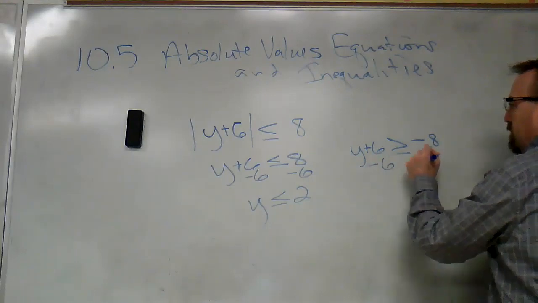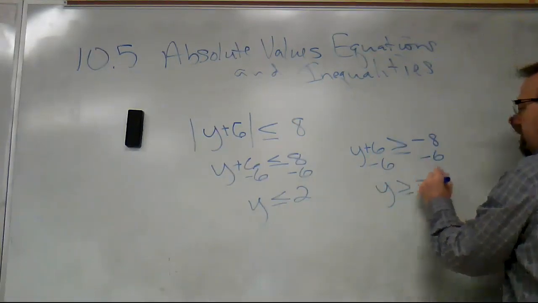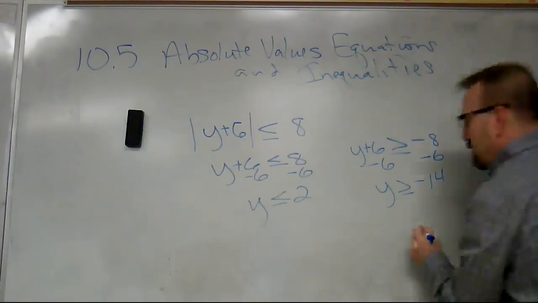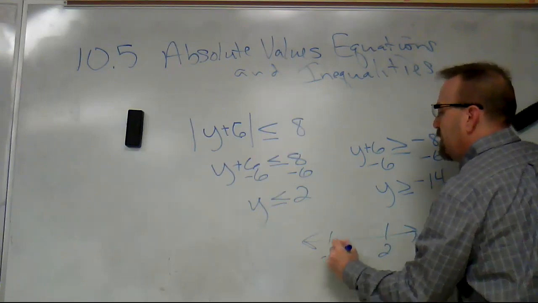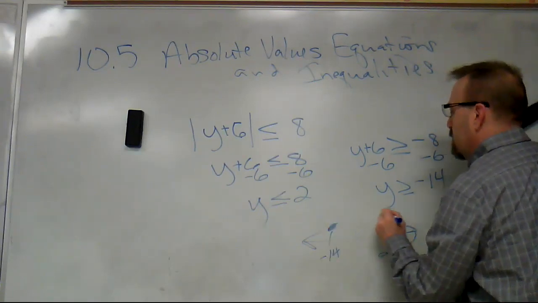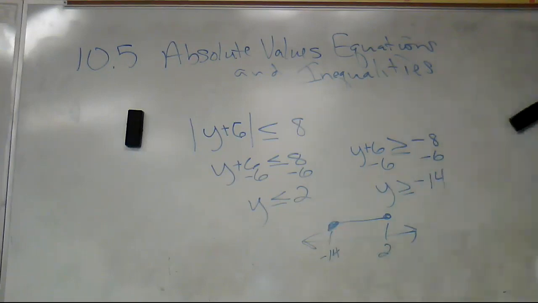Subtract 6. Y is greater than or equal to -14. So if we graph it with 2, we have -14, dot, dot. So it is the portion in between. All right.